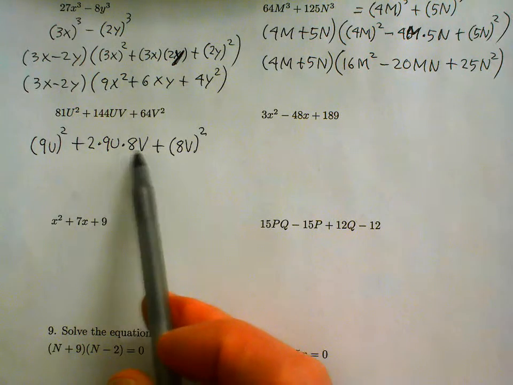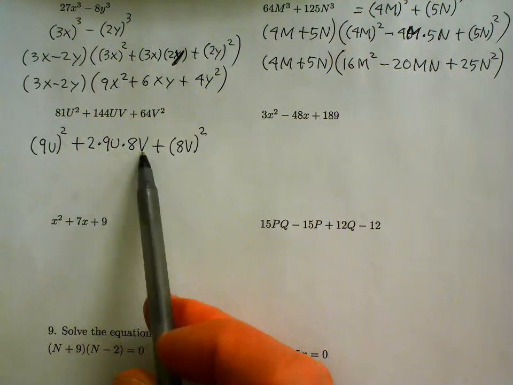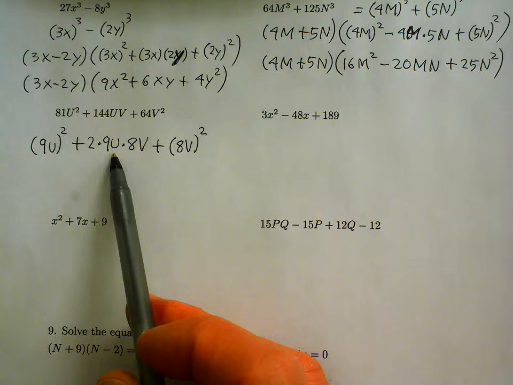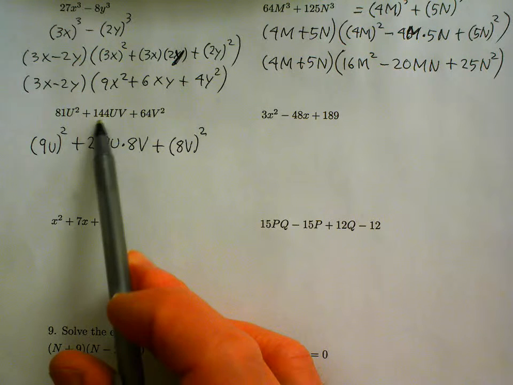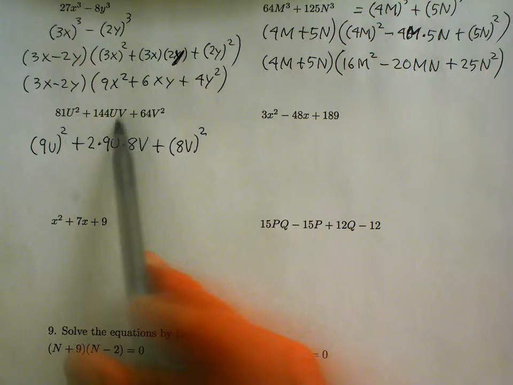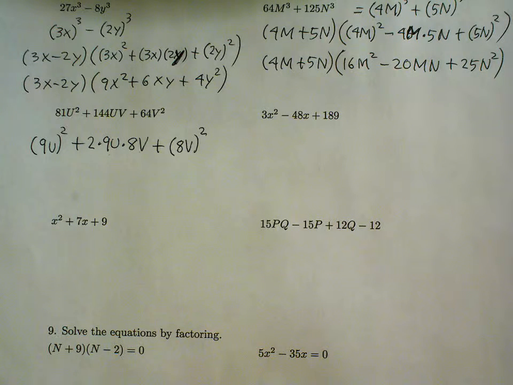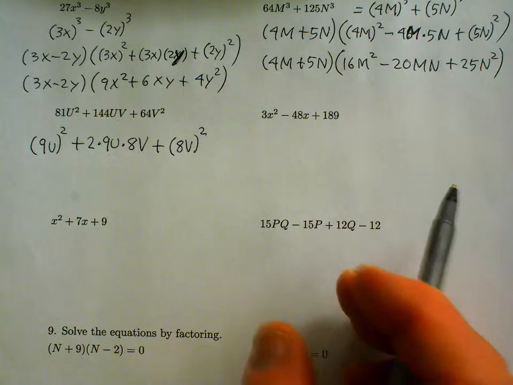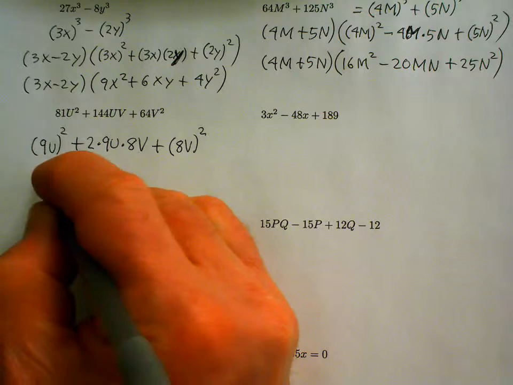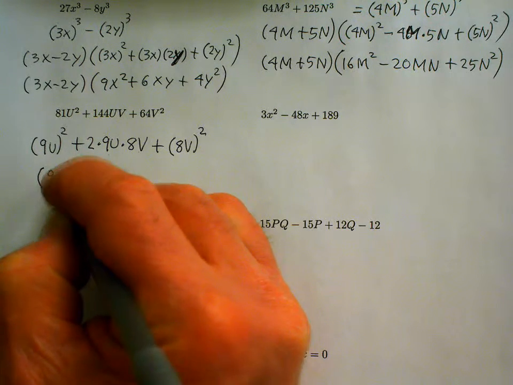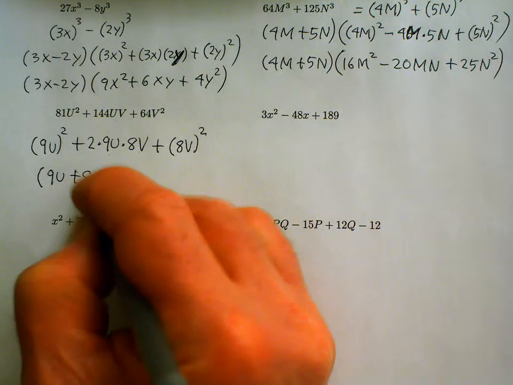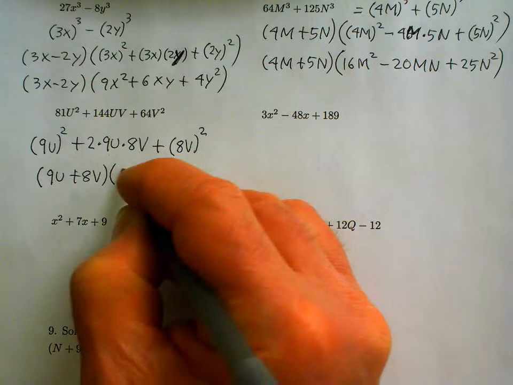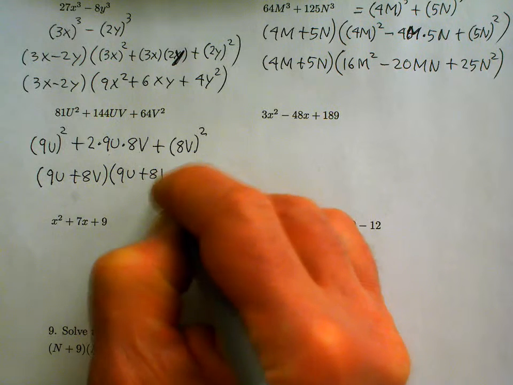9u times 8v is 72uv, and 2 times 72uv is 144uv. So it is a perfect square trinomial. That means its two factors are 9u plus 8v times 9u plus 8v.